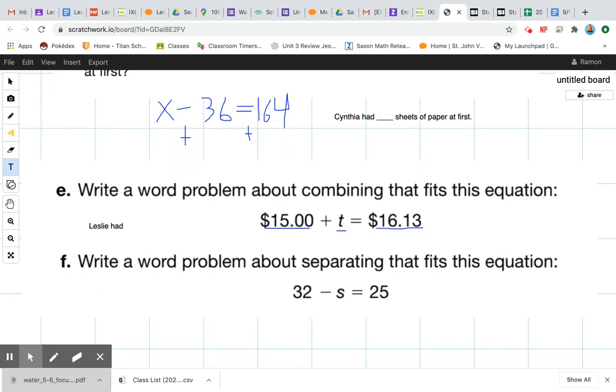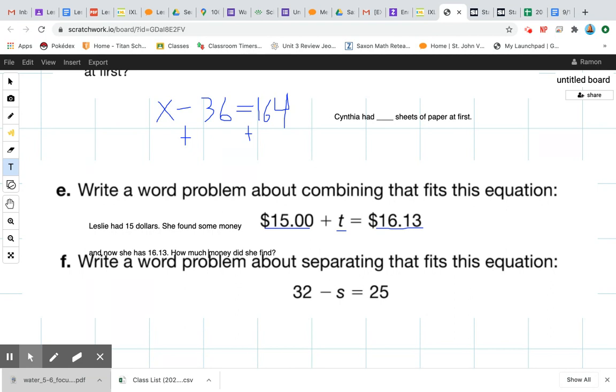Leslie had $15. She found some money, and now she has $16.13. How much money did she find? That could be one example, right? Or savings, maybe an allowance, maybe she got paid a bonus.